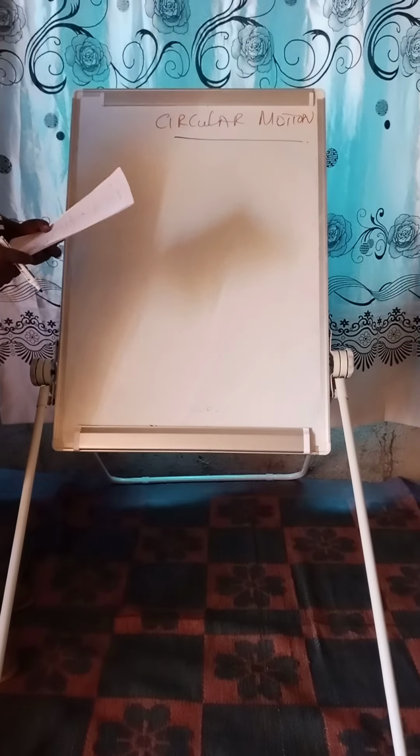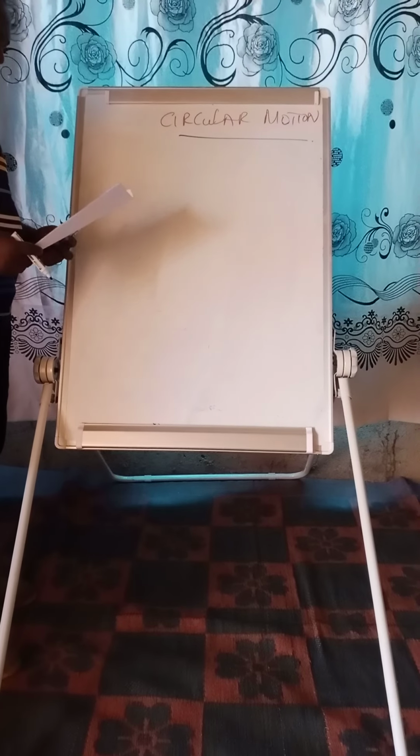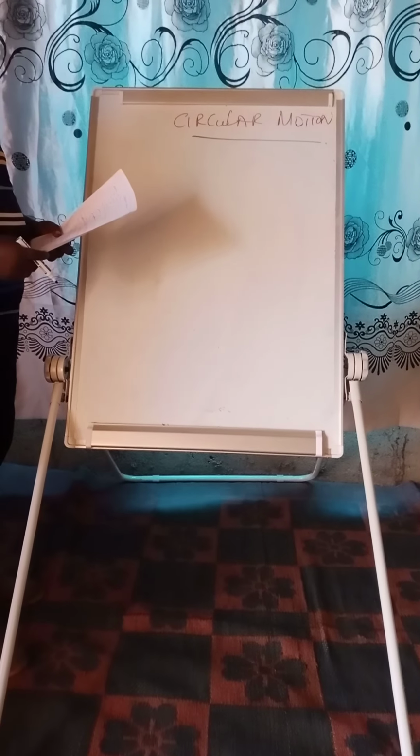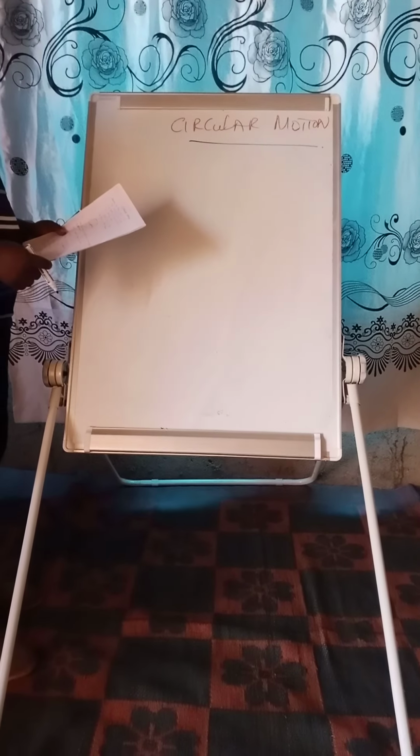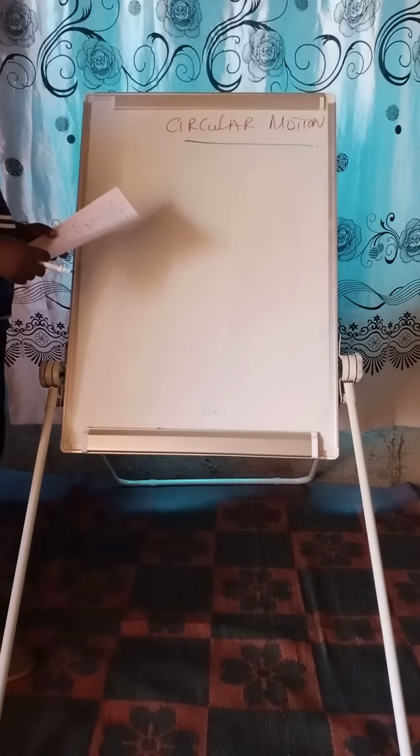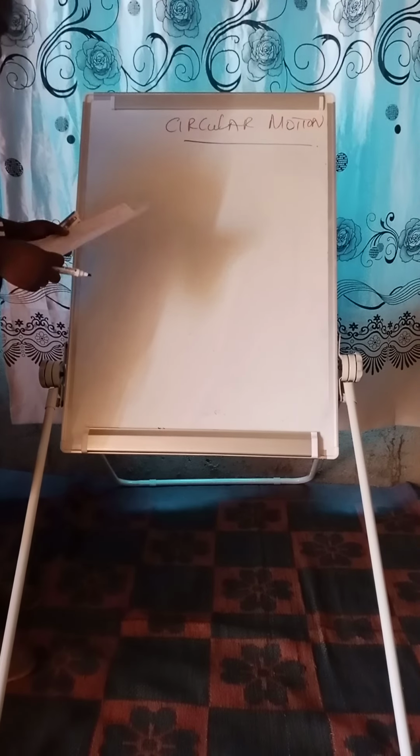Also, the Earth in its orbit around the sun is also an example of circular motion. The hands of a clock, a spinning DVD in a laptop, also the drum of a washing machine, and so many. So those are examples of circular motion.